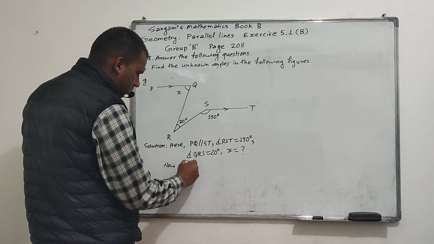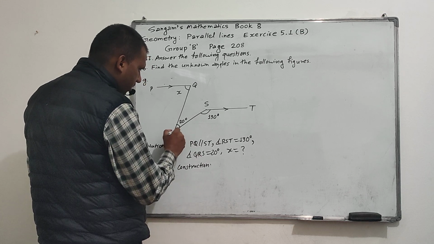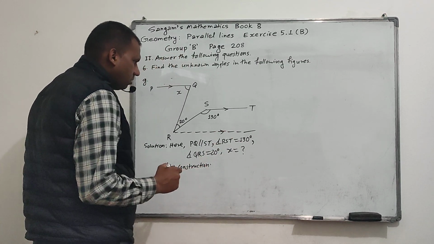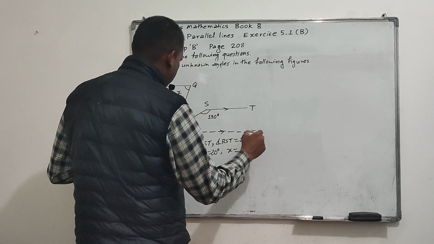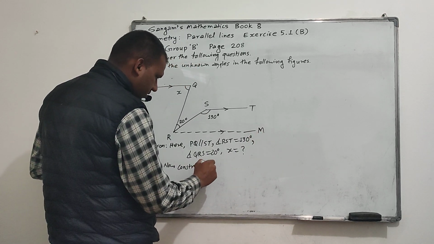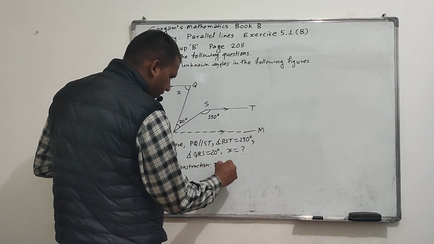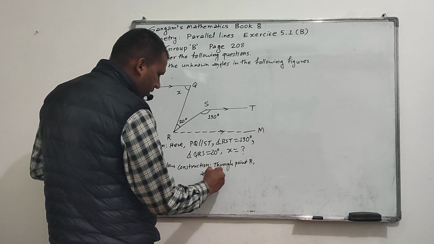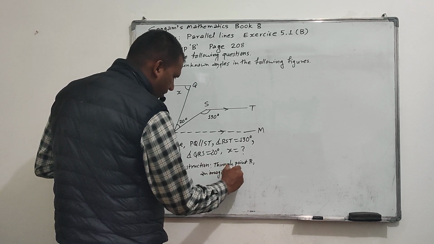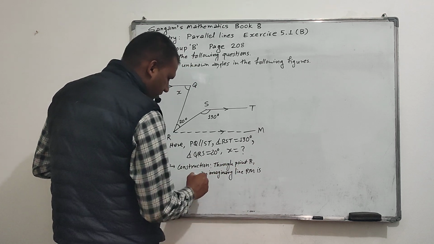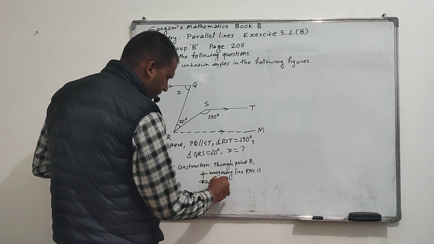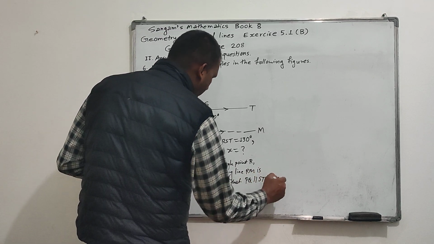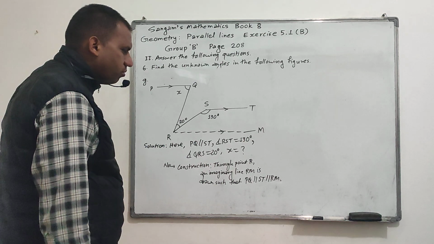Now, construction. Through point R, we can draw an imaginary line RM which is parallel to PQ and ST. Through point R, an imaginary line RM is drawn so that PQ is parallel to ST, parallel to RM. All three lines become parallel.